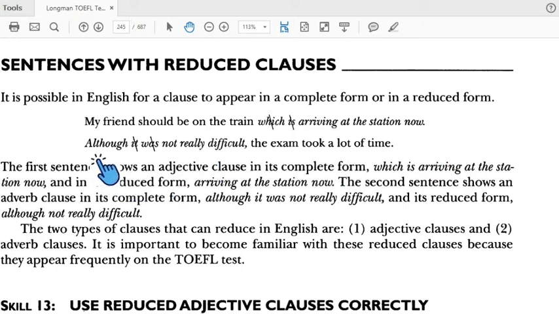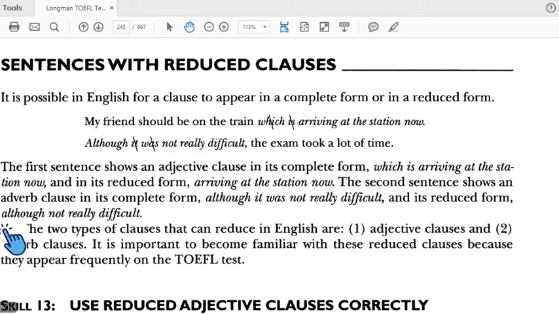For example, again: although it was not really difficult, the exam took a lot of time. Although not really difficult, the exam took a lot of time. The first sentence shows an adjective clause. The complete form is which is arriving at the station now, and the reduced form is arriving at the station now. The second sentence shows an adverb clause. The complete form is although it was not really difficult, and the reduced form is although not really difficult.